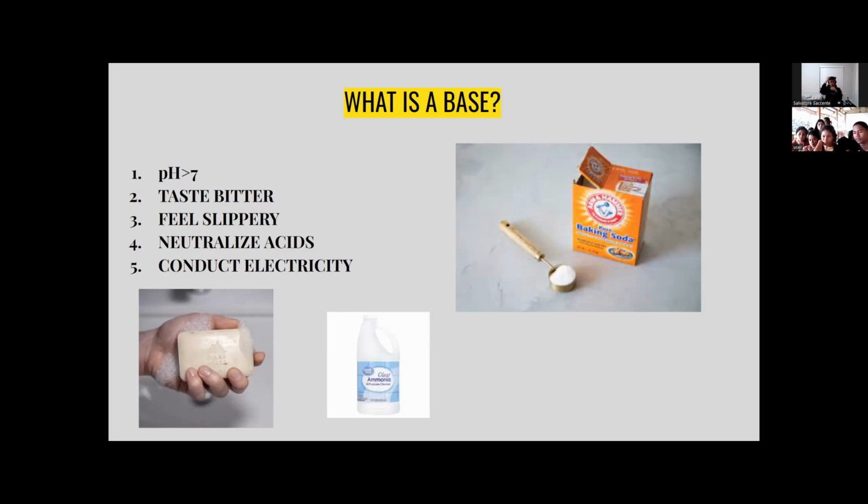You can see some pictures here. You have the bar of soap and you have the baking soda. To the right, the orange box is baking soda. Baking soda is used to cook, it's used to clean, and it is used all around in a lot of our household activities and different things that we can use.